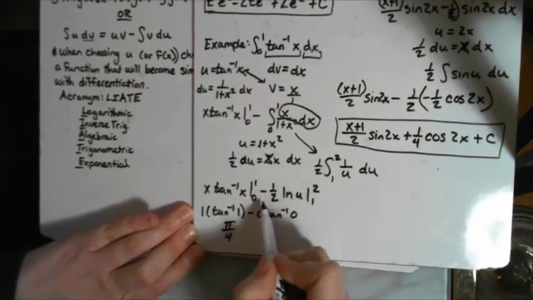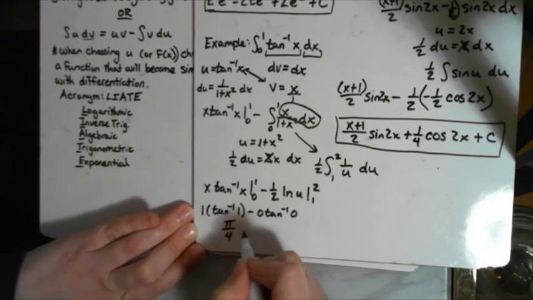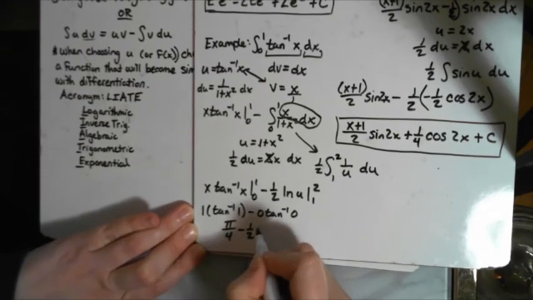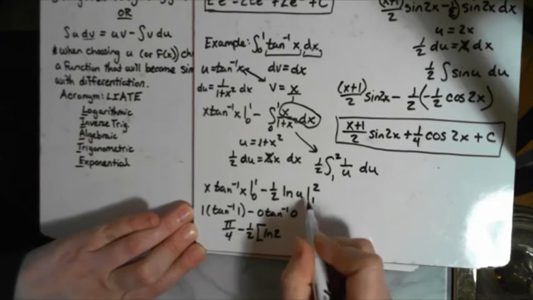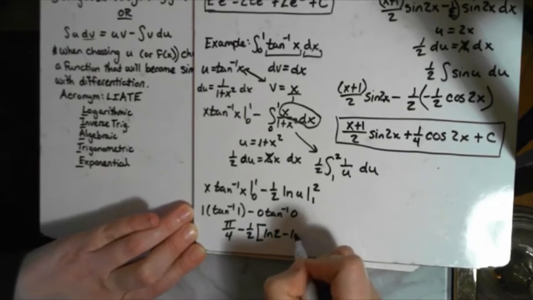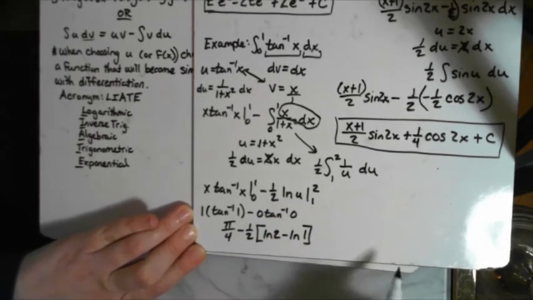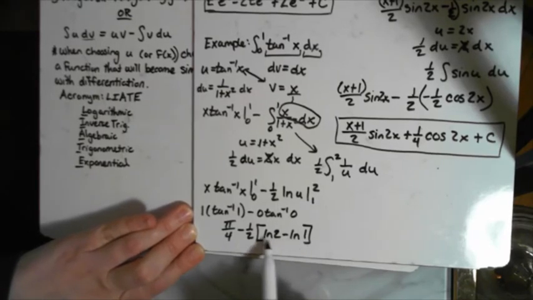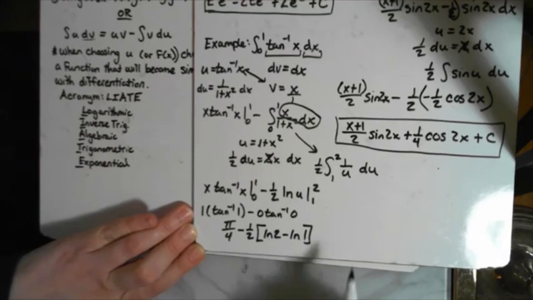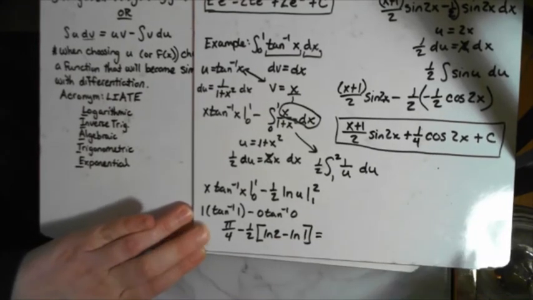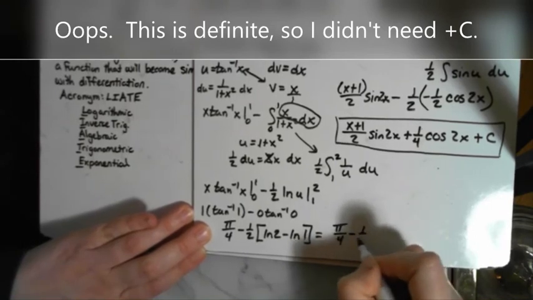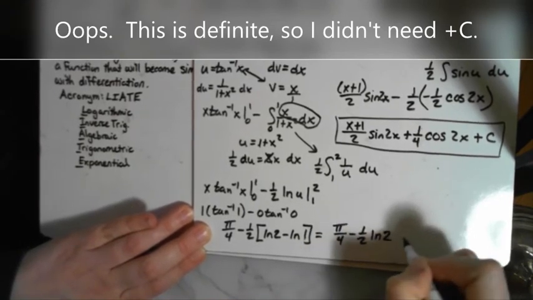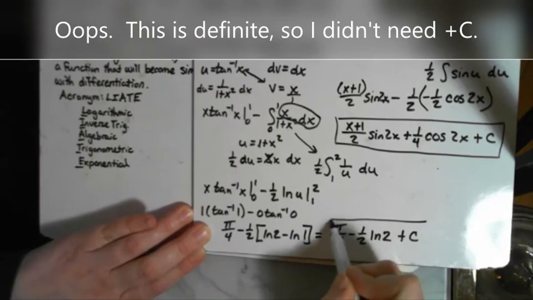Okay? Now, for this part here, it's minus 1/2 times the natural log of 2 minus the natural log of 1. Now, if you remember your laws of logarithms, this means the natural log of 2 divided by 1. And 2 divided by 1 is just 2. So the very simplified version of this is pi over 4 minus 1/2 the natural log of 2 plus c. And that's the final answer there.